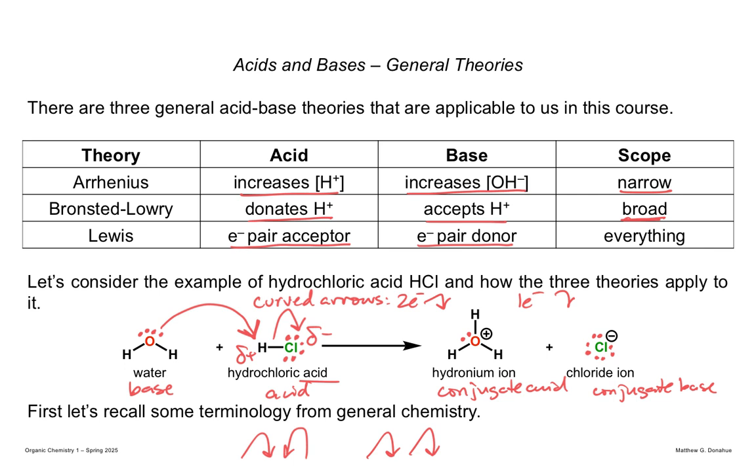But you should be able to look at hydronium and say, okay, now that's an acid because it can donate one proton. Chloride is a base because it can now accept a proton. Or in the Lewis sense, chloride can donate a lone pair. Hydronium can accept a lone pair. So you need to be pretty fluid in how you classify these things according to each theory.